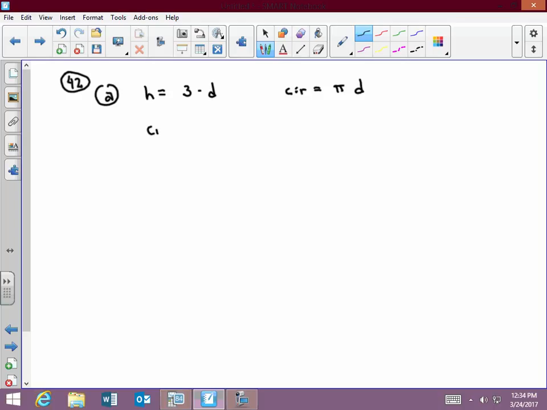See, the circumference is pi times the diameter. But the diameters are equal, so which is bigger? 3 or pi? Pi is bigger than three. So the circumference is bigger than the height. Circumference is larger than height.